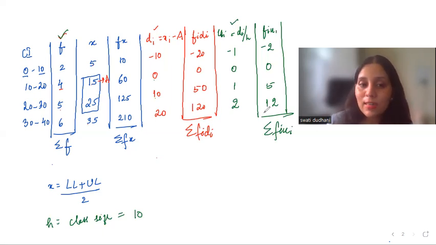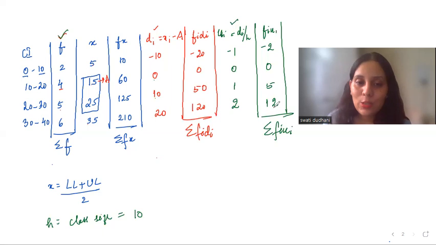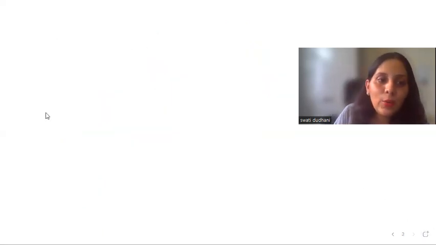So I hope this is clear. So if you just substitute the values in your formula, you can get the mean. Whatever method you chose, you will end up having the same answer. So let us go to the next one, that is the median. Okay. Now median.